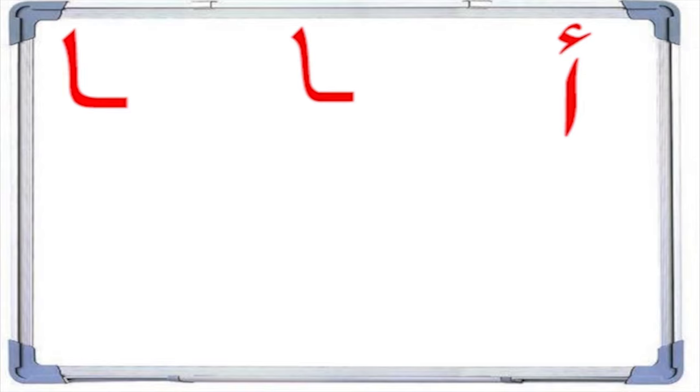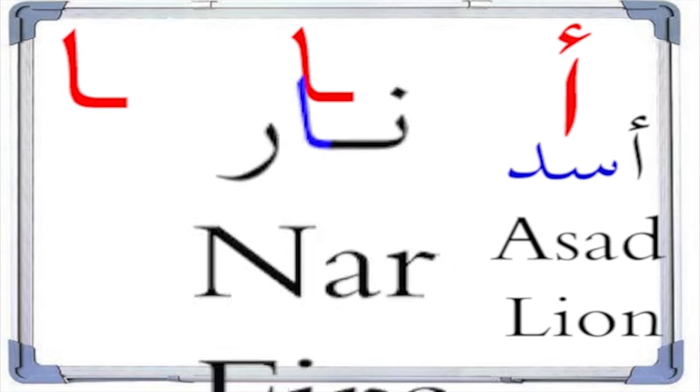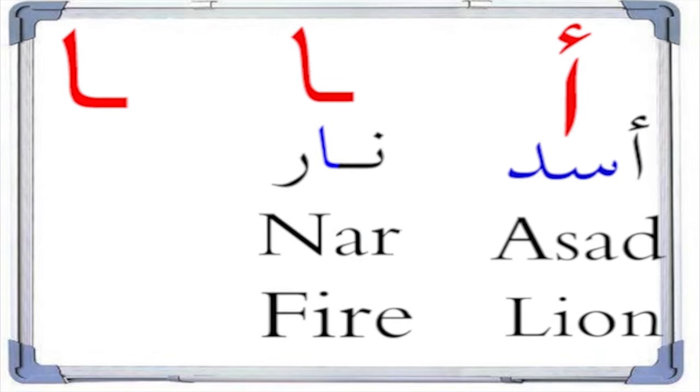Let's insert some examples. The first example is Asad. Asad means lion. Let's move on. The second example is Nar. As you can see, here is the letter Alif in the middle of the word. Nar means fire.